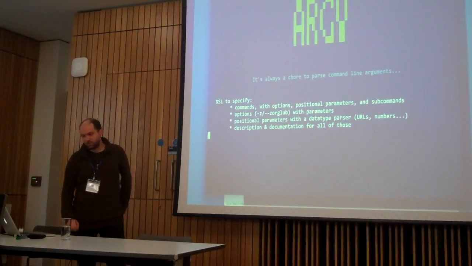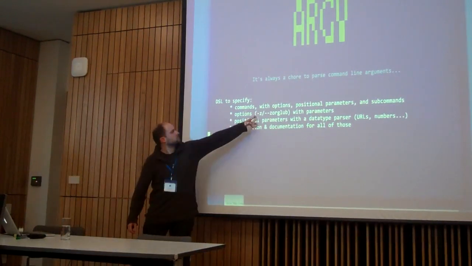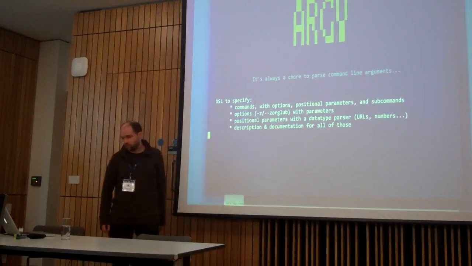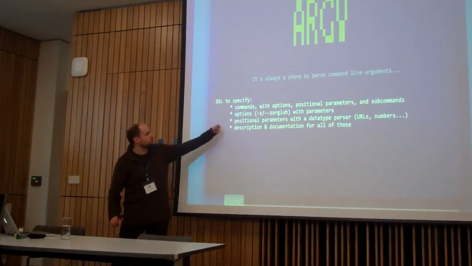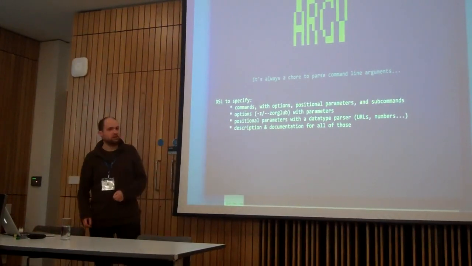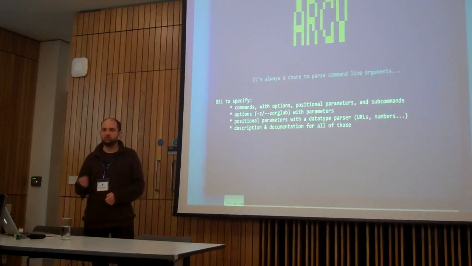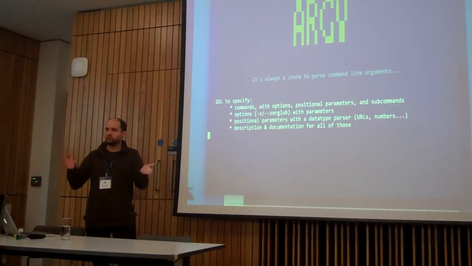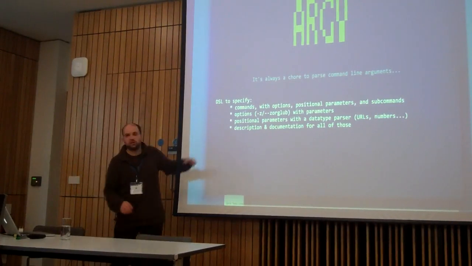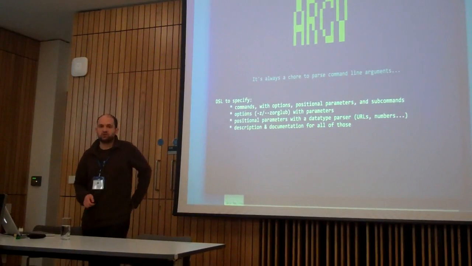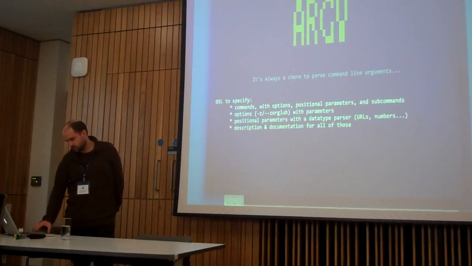When you specify an option, you can give it its short form or the long form and whatever parameter it takes. When you describe a parameter, you can define if you want this parameter to be a number, a URL or a file path. So it will not just be a string in the system, it will give you a full object. And also you can give all the descriptions and the documentation for all of the commands, options, and so on.